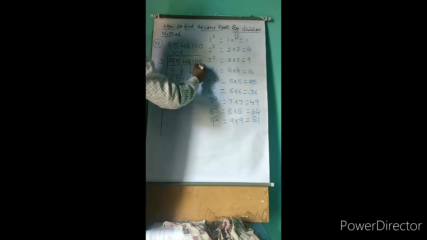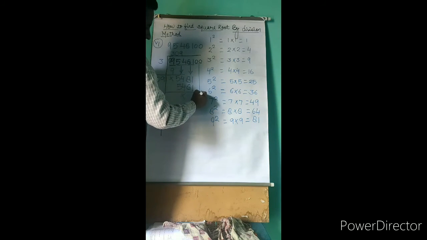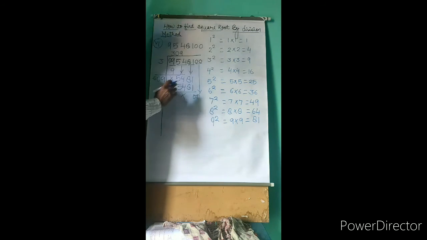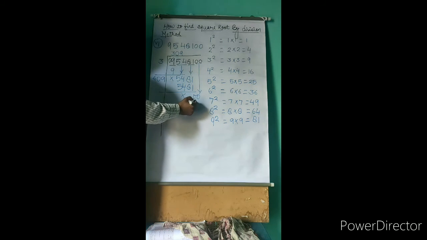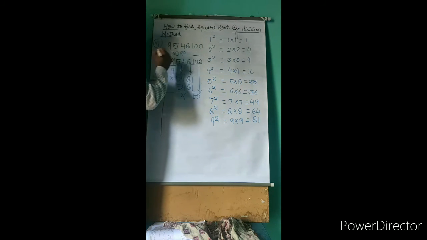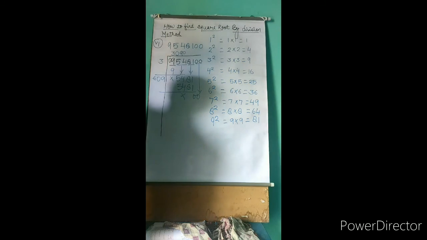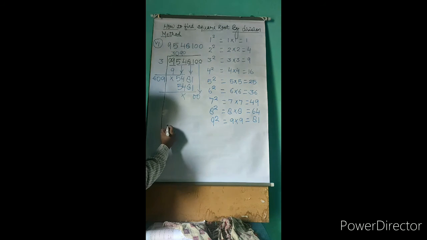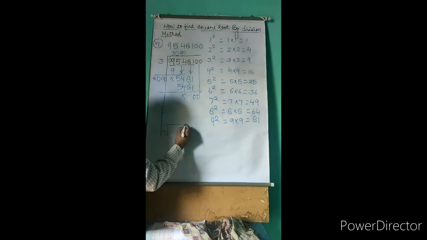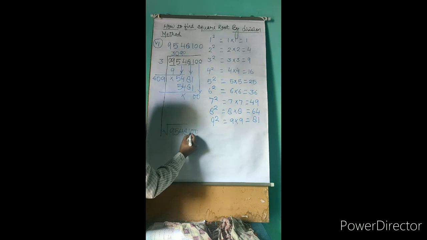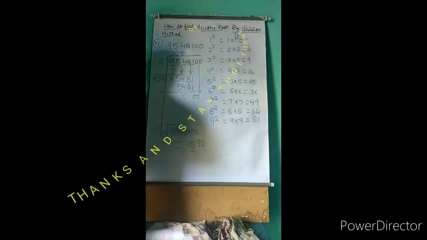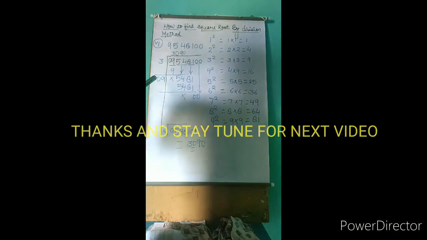Now bring the next two pairs down. Both pairs are 0. We can't do anything with these 0s, so we put 1 zero upside for each. So this is your square root. The square root of 9548100 is equal to 3090. We will have more examples. This is the first.